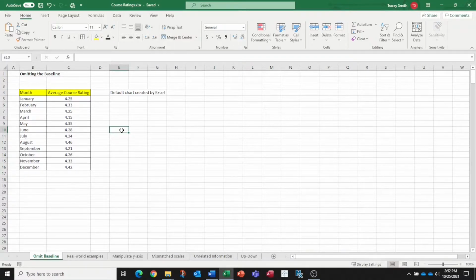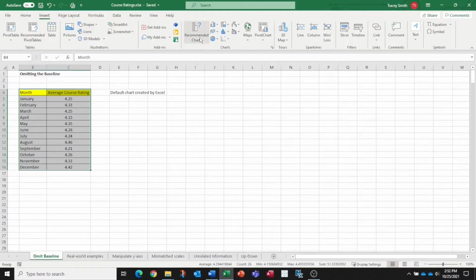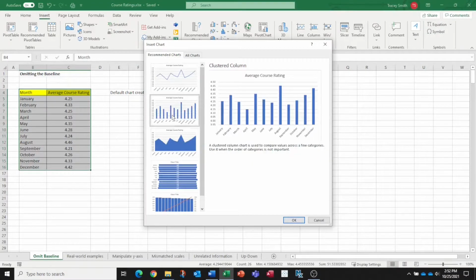So let's first take a look at the small table of data that I've got. For every month throughout the year, I've got an average course rating. So for an educational piece of content, students rate the information at the end of the course, and I've calculated the average course rating each month to see how it's trending. In Excel, obviously, we all know how to make these basic charts, so I'll just quickly pick a chart.